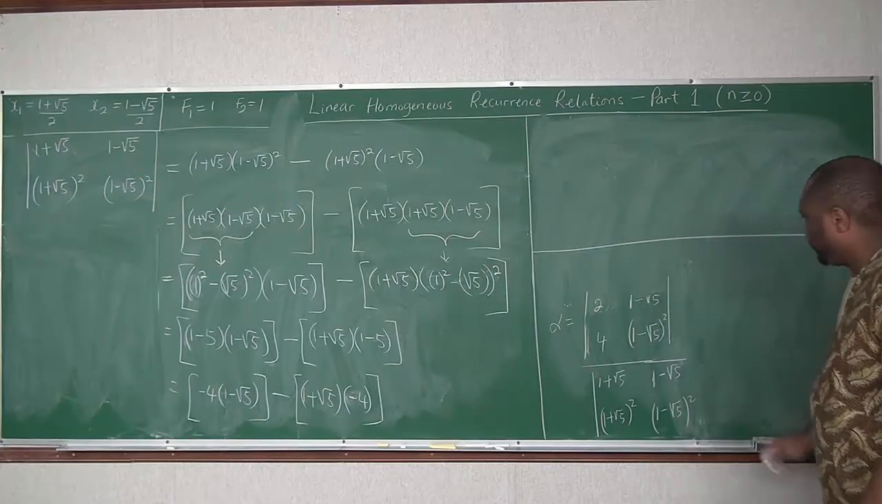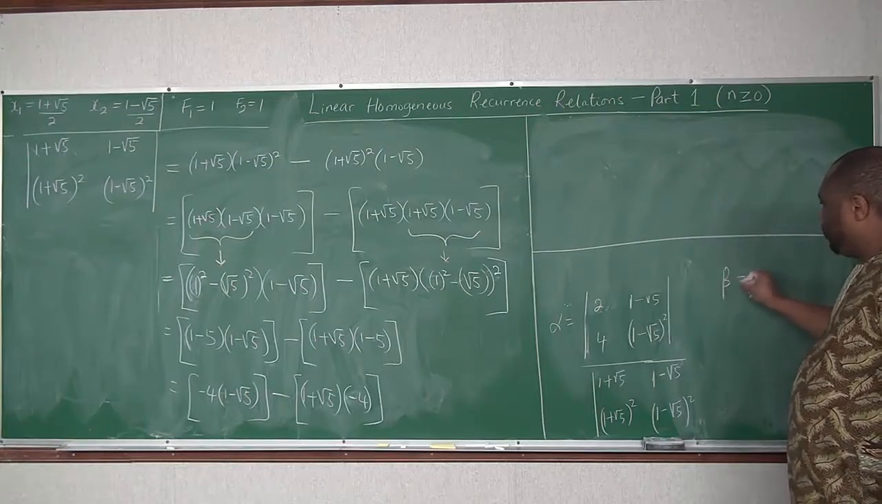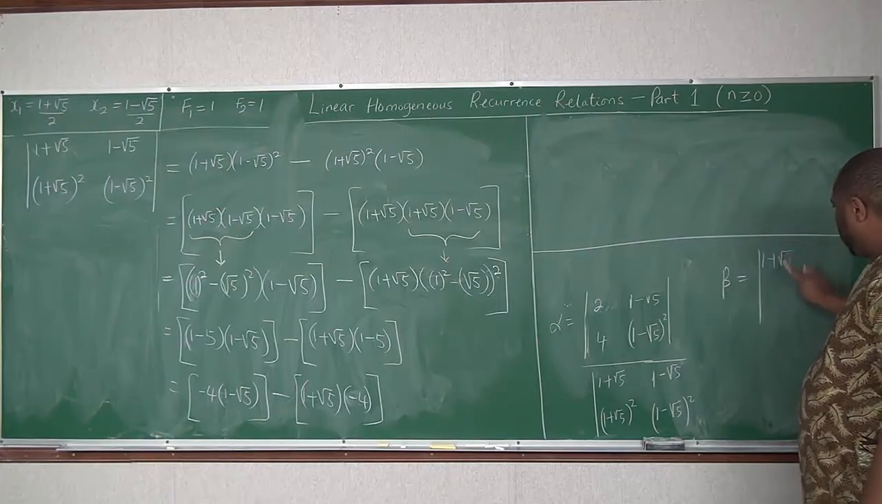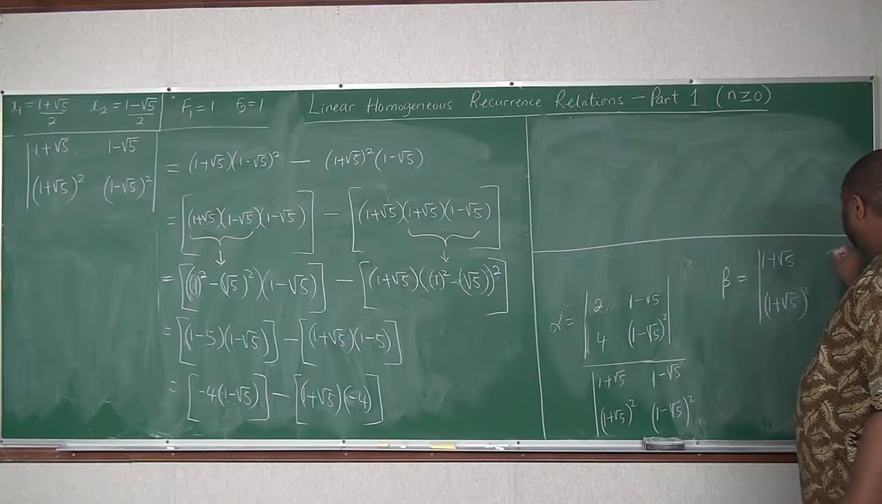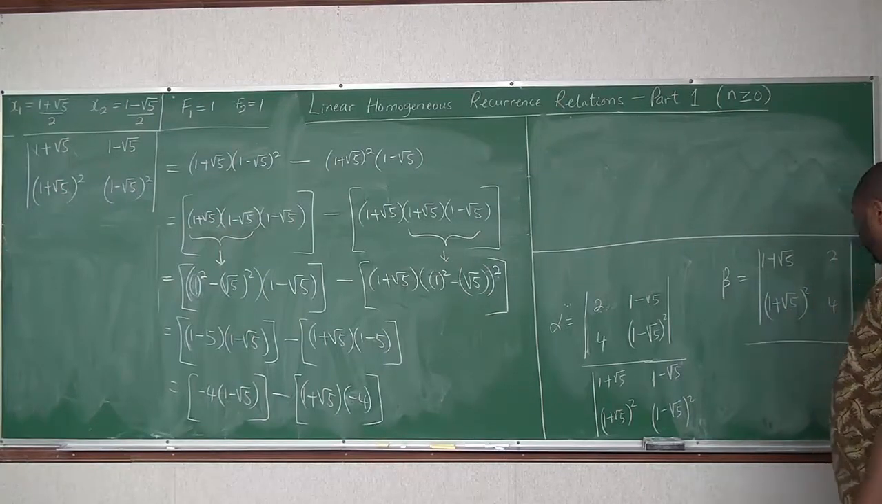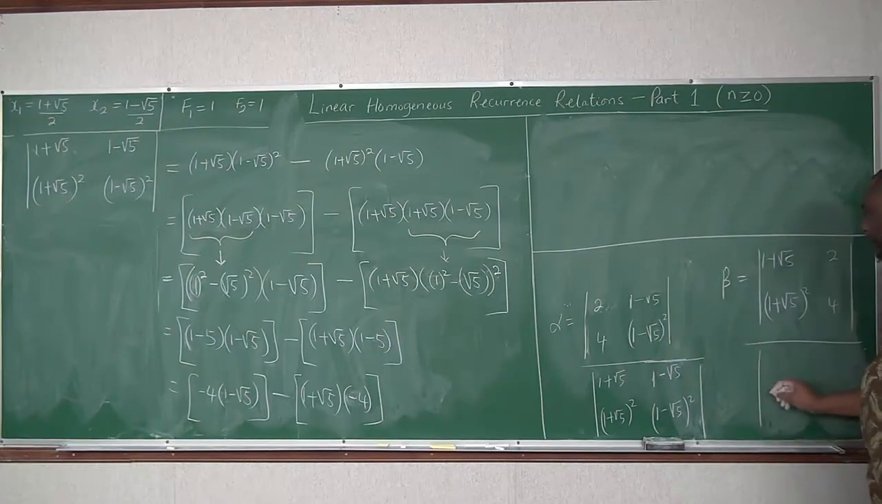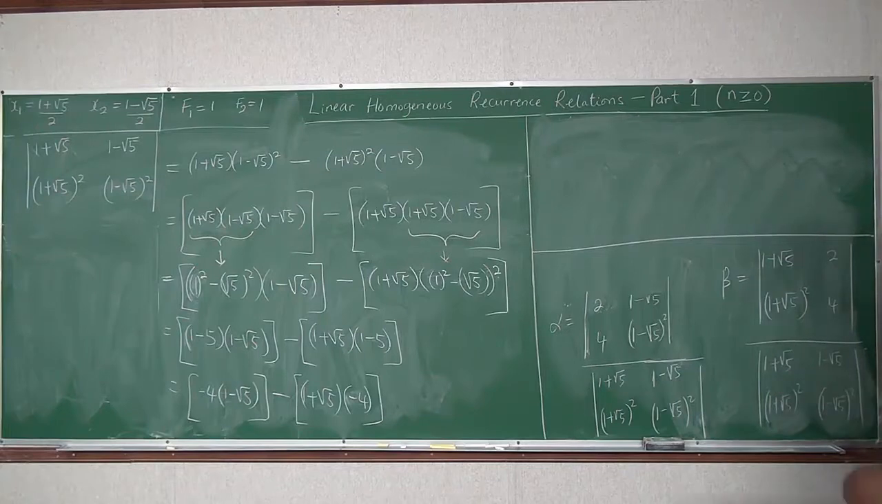Okay. And then our beta was 1 plus root 5, 1 plus root 5 all squared, then 2, 4, all over this. Okay? 1 plus root 5, 1 plus root 5 all squared, 1 minus root 5, 1 minus root 5 all squared. Yeah, I need this. I really do.